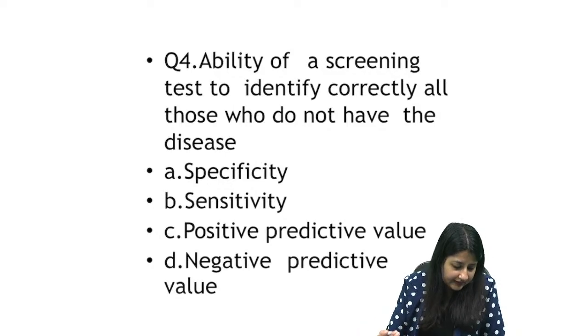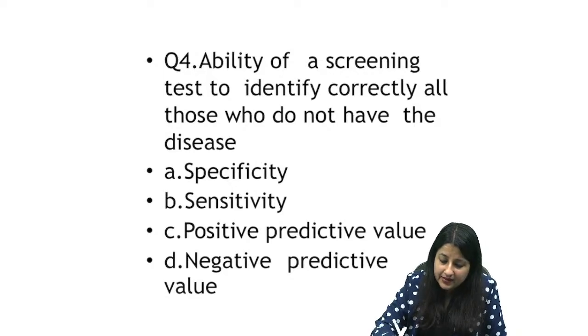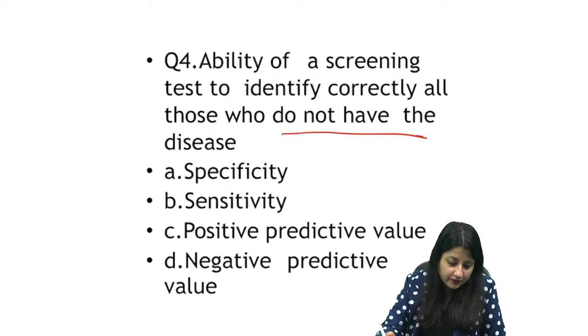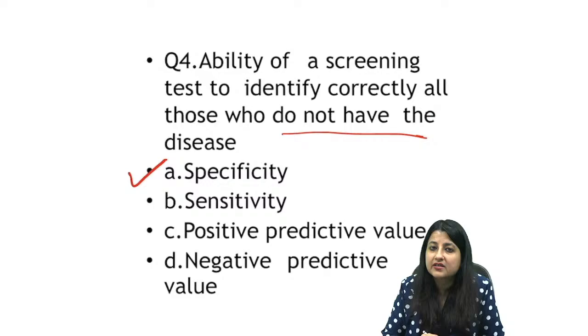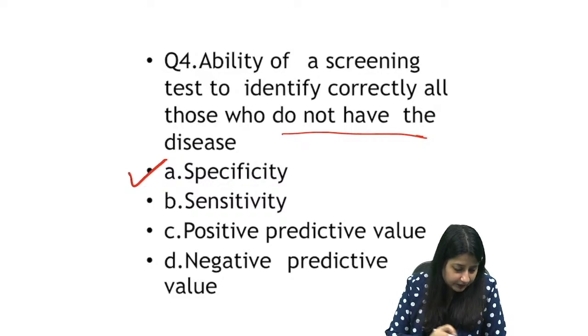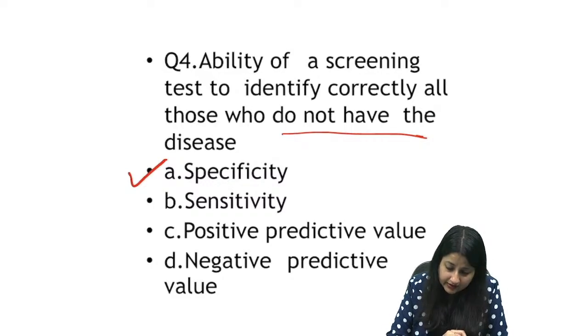कितने लोगों को डिजीज है? Ability to, why are you writing D, everybody? Couple of you wrote D. What is the answer to this? Ability to identify, oh, do not have the disease. Do not have the disease. So what is the answer? It is specificity. Why is somebody writing D? क्यों लिखा है? Negative predictive value.